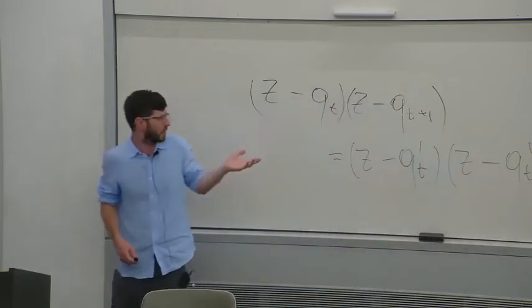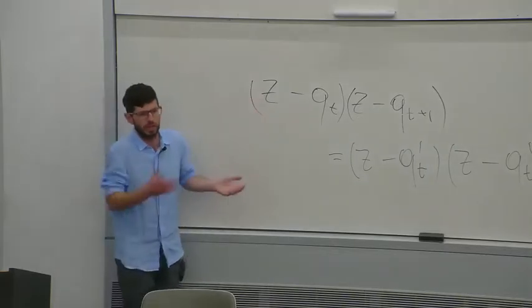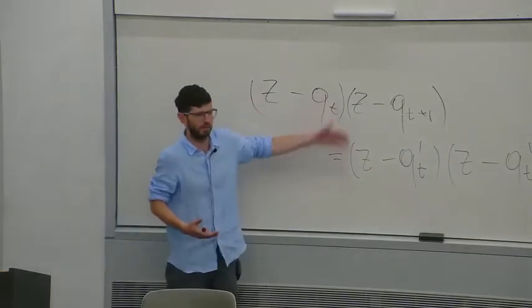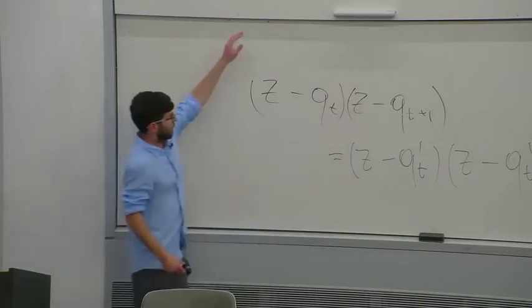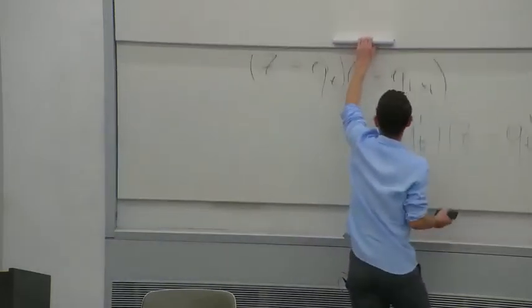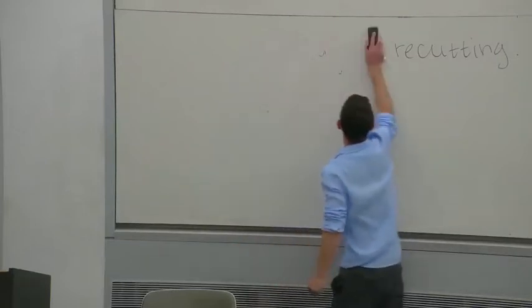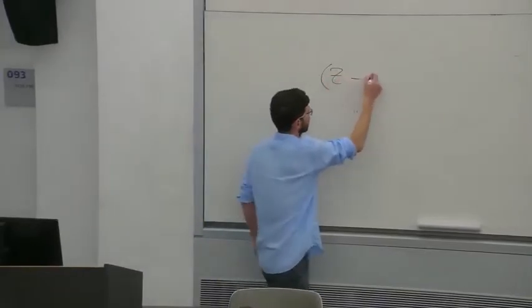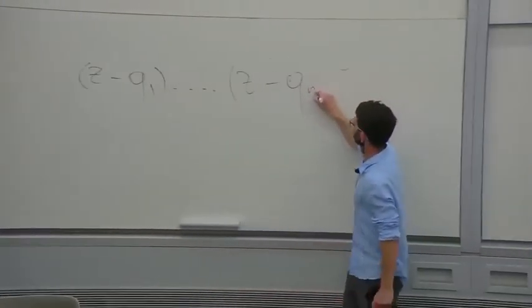So that's basically an algebraic description of this recutting operation. This is an equivalent thing. If we have this relation, that's completely equivalent to recutting. And since we want to allow recutting at every vertex, we just need to multiply all monomials like that. So we look at the product (z minus q_1) and so on up to (z minus q_n).